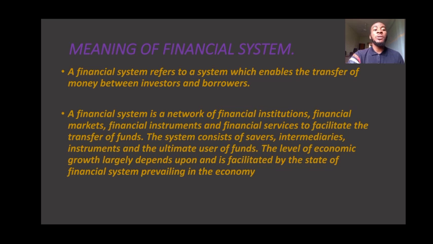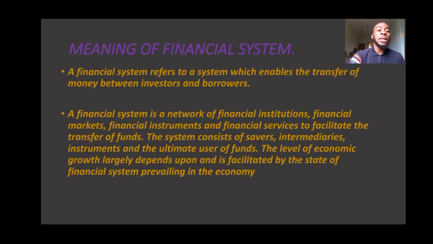The system consists of savers, intermediaries, which are financial institutions, instruments, and the ultimate user of funds. And note this is very, very key. It's a very important point to note. The level of economic growth largely depends upon and is facilitated by the state of financial system prevailing in the economy. It is stimulated by the state of financial system prevailing in the economy.